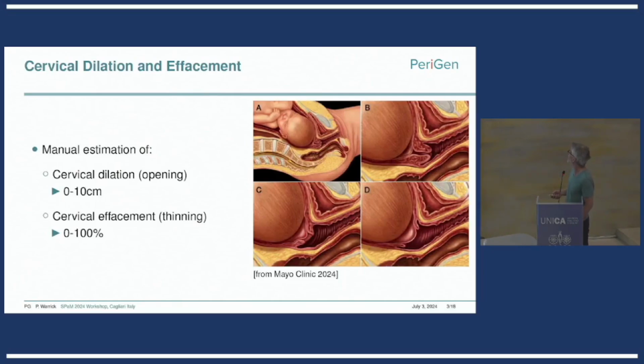So in B here, you see the flaps starting to open. This is a few centimeters of dilation. The effacement, the thickness, is still there. Moving along to C and finally D, you see that the opening is becoming more and more pronounced. By D, it's about 7 or 8 centimeters, and the flaps are very thin at this point. So the effacement has achieved the thin side, the 100% effacement.